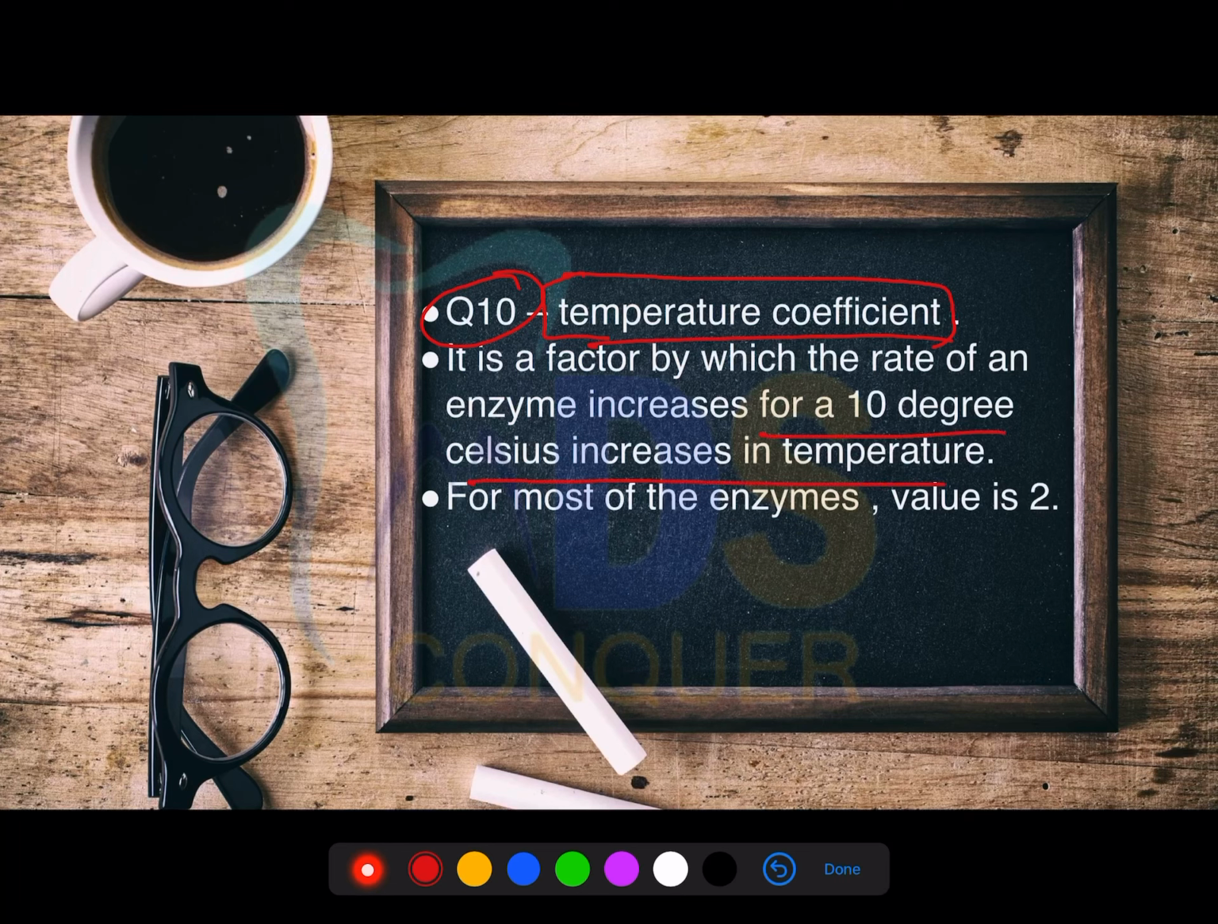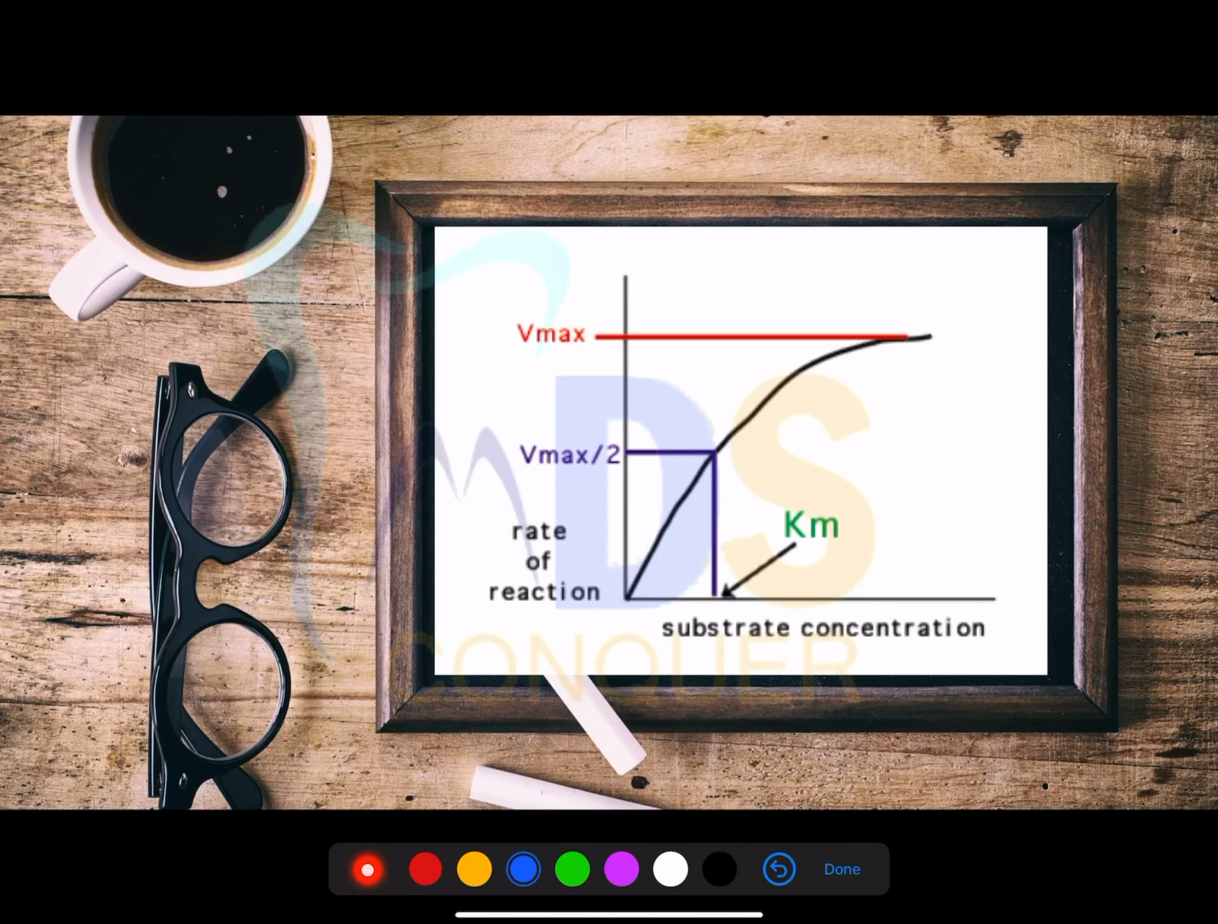As we have discussed, as temperature increases, the rate of reaction of the enzyme increases, right? So how many times is it increased? By increasing 10 degrees, how many times it is increased is nothing but Q10. And for most of the enzymes, the Q10 value is 2. The next is, what is Vmax? Vmax is the maximum velocity.